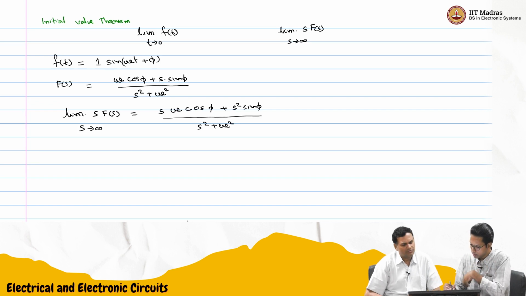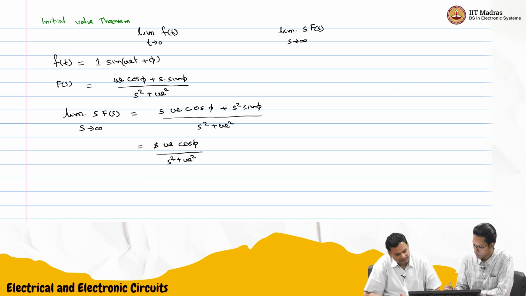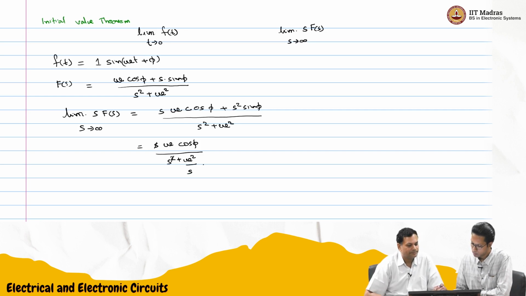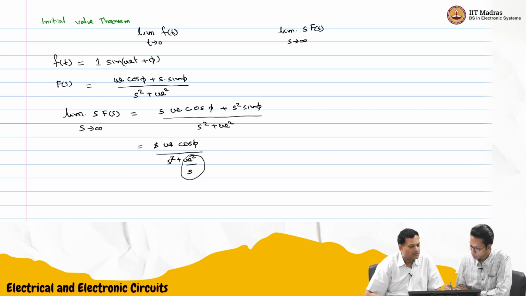We will separate it and write. That may be easier. So we'll bring this S to the denominator. So this will go to 0 as S tends to infinity. Then we'll have omega cos phi by infinity. That will also be 0. So this portion seems to go to 0.